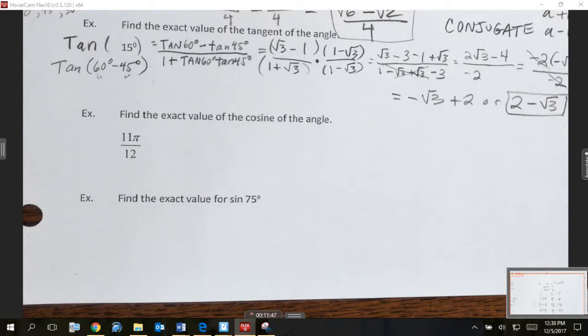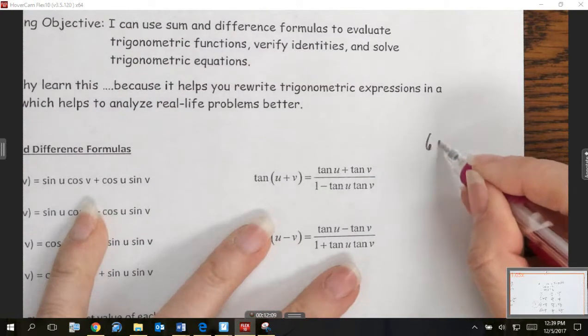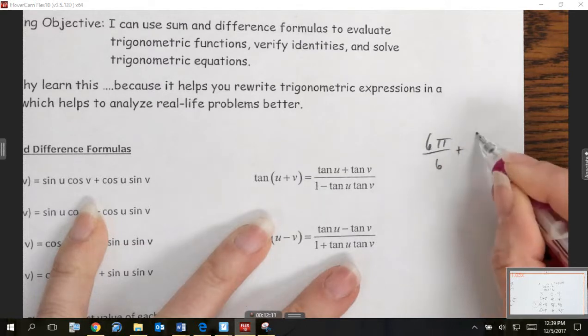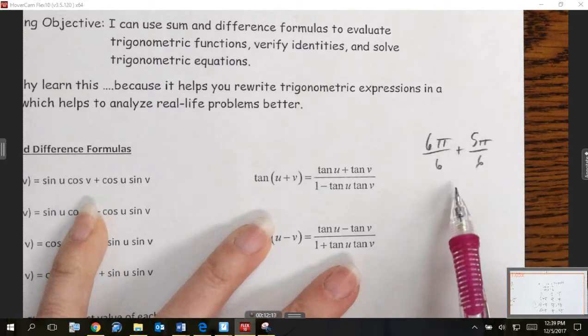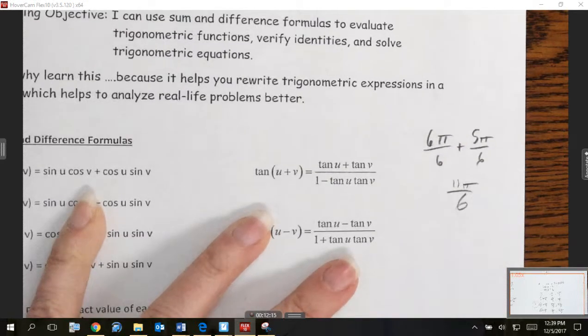I would say pi over 6. Subtracting? 6 pi over 6. Oh, do we? But when you add fractions, hold on a second. When you add fractions, do you add the denominators? So if I did 6 pi over 6 plus 5 pi over 6, this is 11 pi over 6. On the right track, not quite though.